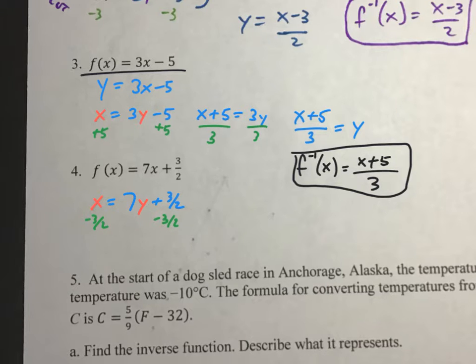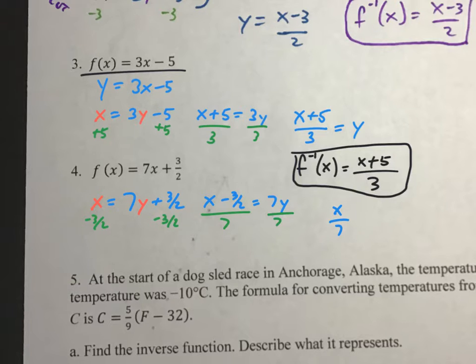And that gives me x minus 3 halves equals 7y. And now we want to divide. Let me push this off to the side. So x minus 3 halves equals 7y. So now we want to divide by 7. So as we do this, of course, x divided by 7 is just x over 7. How do we deal with 3 halves divided by 7?